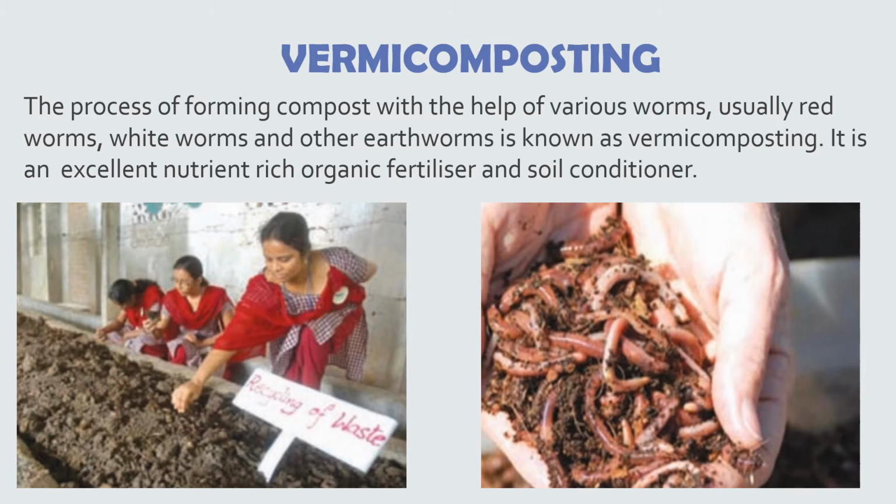In order to hasten the process of compost making, a variety of earthworm called redworms can be mixed with the kitchen waste. They convert it into compost very fast. Students, the process of forming compost with the help of various worms, usually redworms, whiteworms, and other earthworms, is known as vermicomposting. It is an excellent nutrient-rich organic fertilizer and soil conditioner.